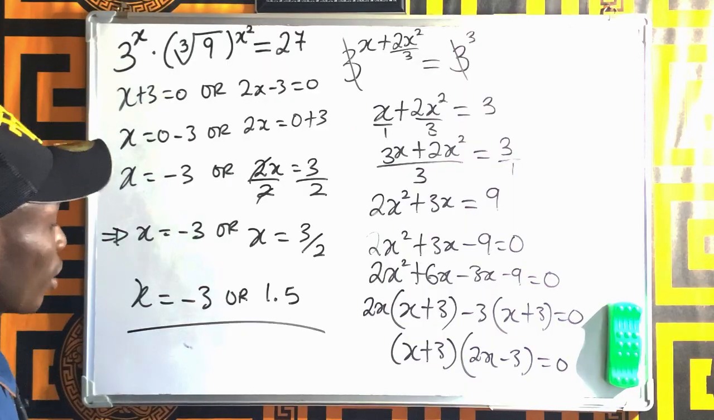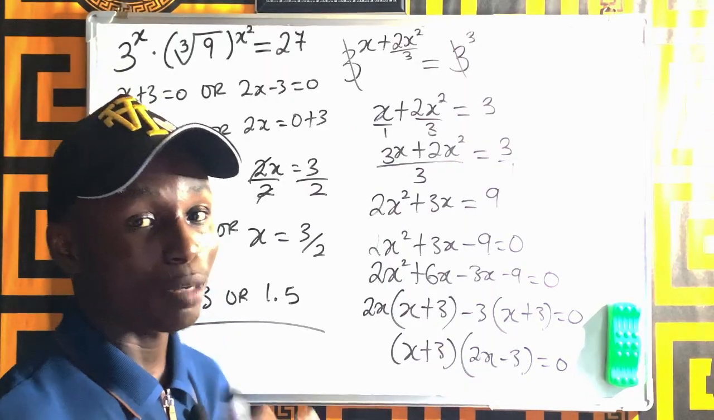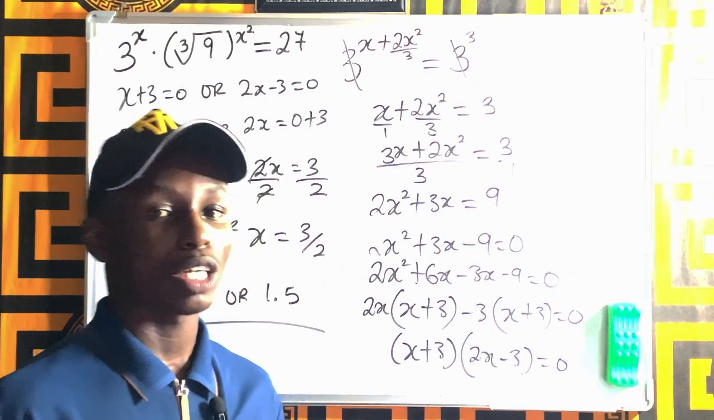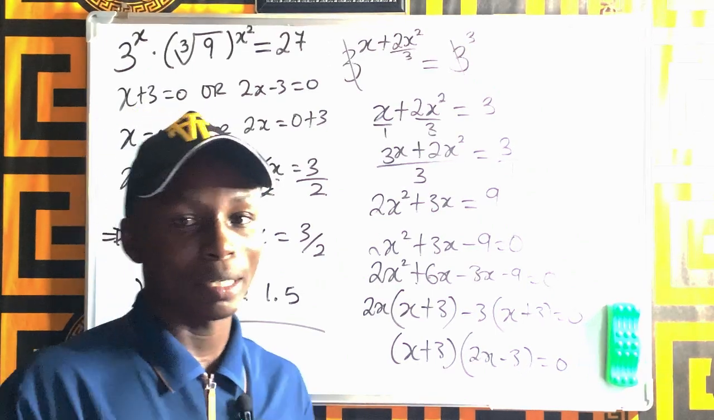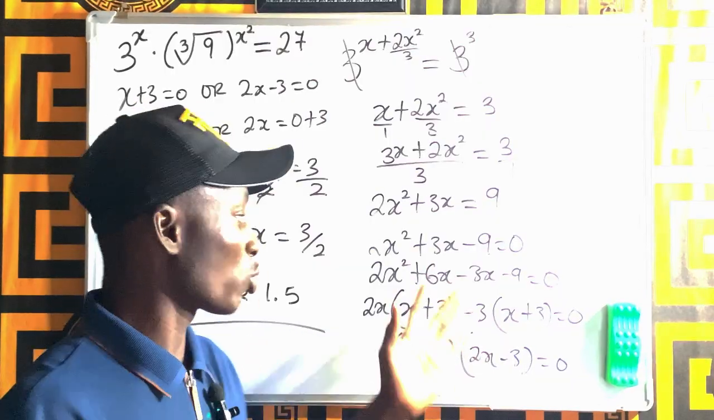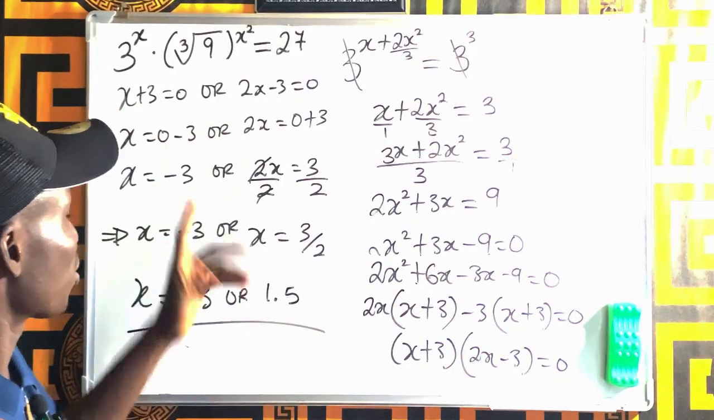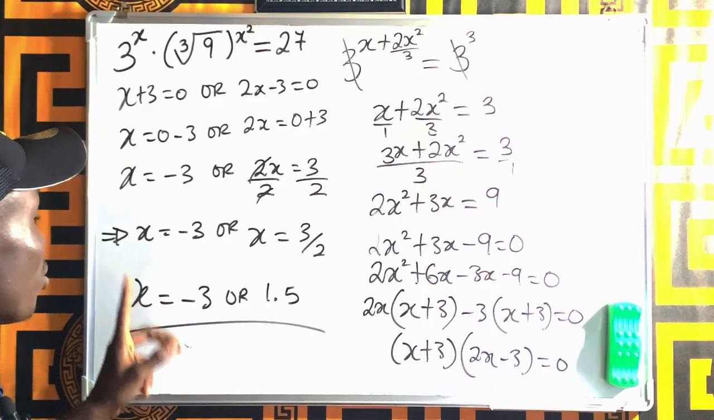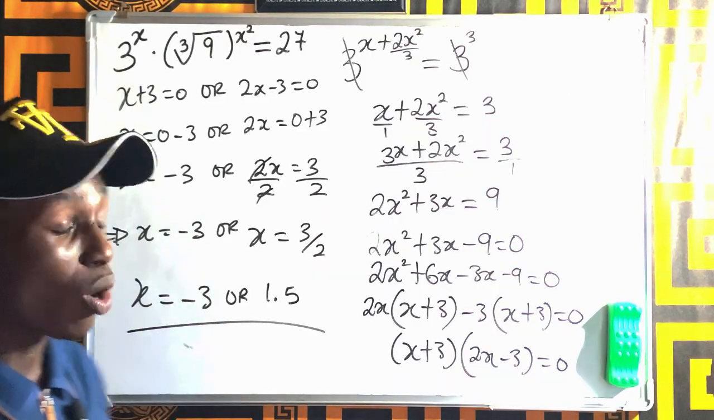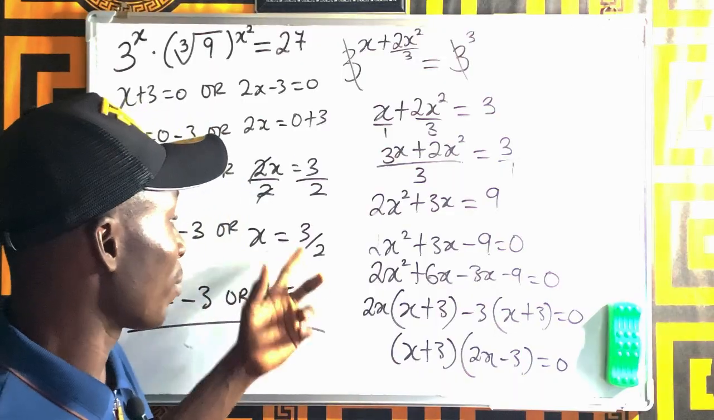You can see how simple and interesting it is. That is why, if you are solving mathematics and you love mathematics, always make sure that you know some of the topics in mathematics. Remember that these topics take us towards quadratic equations. What if I don't know how to solve quadratic equations? Then there's nothing I can do. So the beautiful solution to this question is x equals minus 3 or 1.5, which is 3 divided by 2.